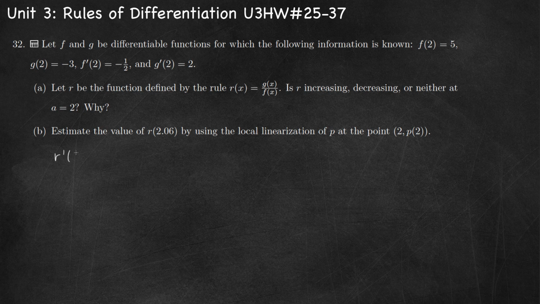So r prime of 2 equals 17 over 50. Next, we'll find the point of tangency C. So for that, we need to find r of 2. And I just noticed here we have a typo. It says p and p of 2. That should be r, actually, and r of 2.